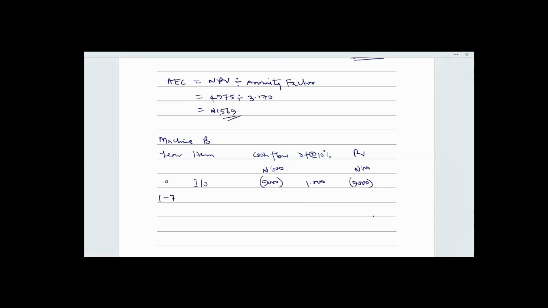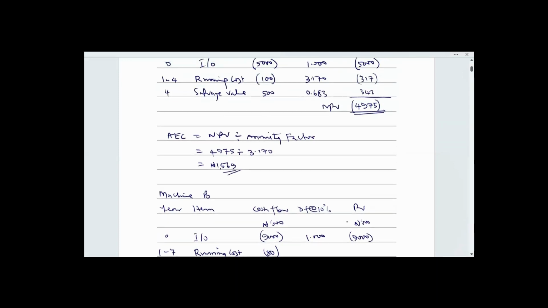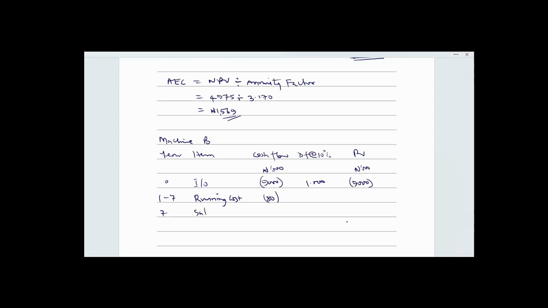Useful life is 7 years. Running cost: the annual running cost for machine B is 80,000 naira. Scrap value is 700. Here is 80,000 running cost, here year 7 salvage value. Salvage value is 500? Let me confirm. 700,000 is the salvage value.